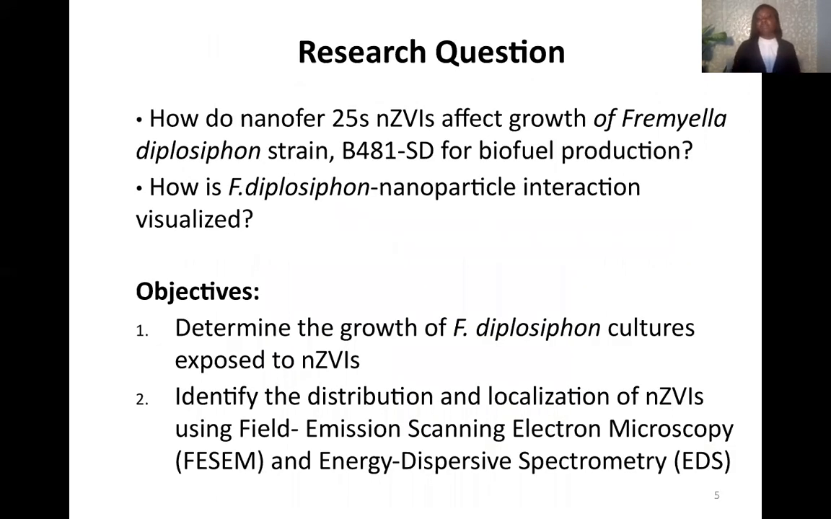This study aims at determining how nanoparticles affect the growth of B481SD cultures for biofuel production, in addition to determining how B481SD cultures exposed to nanoparticles can be visualized. To identify the distribution and the localization of nanoparticles in cyanobacteria cultures, field emission scanning electron microscopy and energy dispersive spectrometry were used.